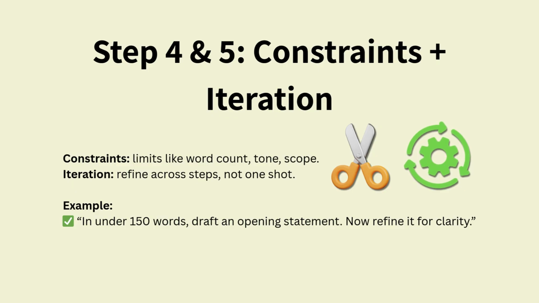Step 4 is constraints, setting limits like word count, tone, or scope. Step 5 is iteration, refining across steps, instead of demanding perfection in one shot. For example, in under 150 words, draft an opening statement. Now refine it for clarity.